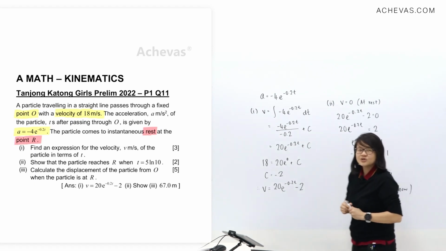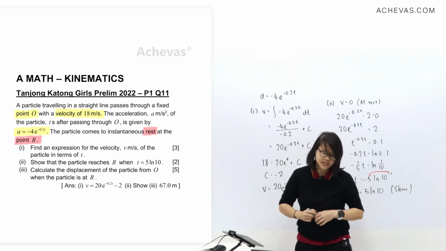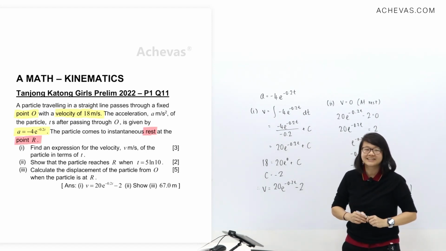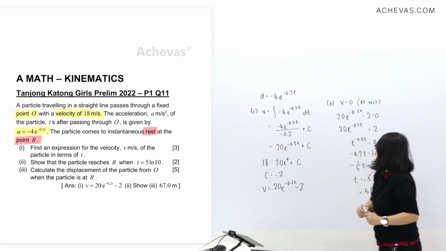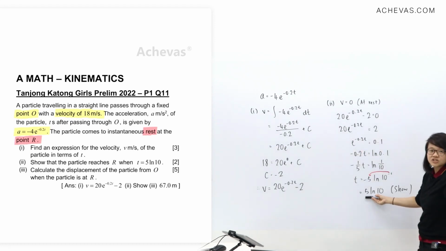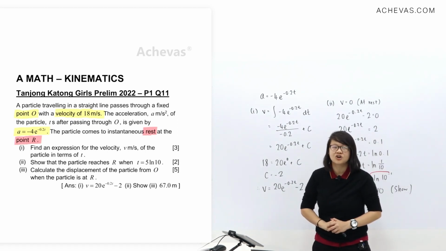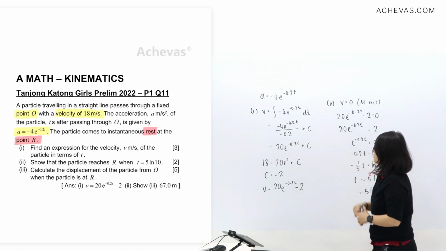Okay, so part 2 is done. Let's look at part 3. Calculate the displacement of the particle from O when the particle is at R. With the time at R, which is 5 ln 10, to find displacement, we need to do an integration of velocity. And let me erase this part over here.